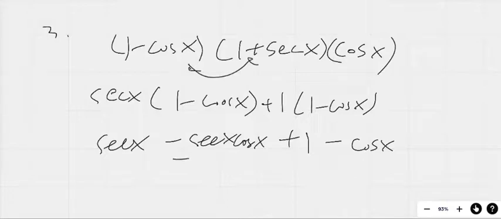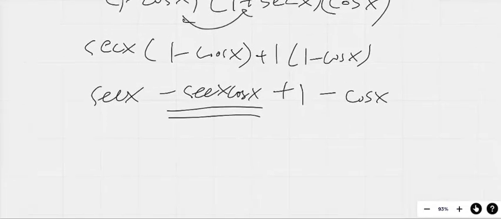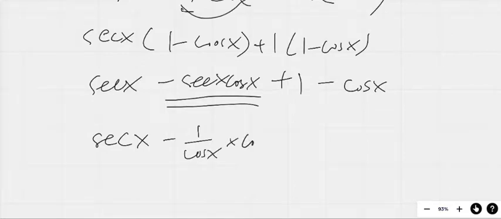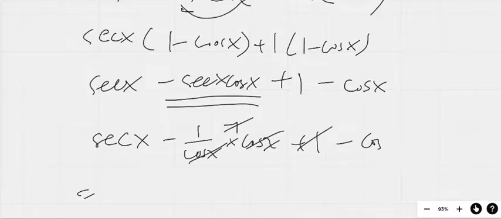And this part can actually be further simplified, because secant x is just 1 over cosine x, so it will become secant x minus 1 over cos x times cos x, and the cosine x will be cancelled, plus 1 minus cosine x. And the negative 1 plus 1 will both cancel again, and we'll be left with secant x minus cosine x.